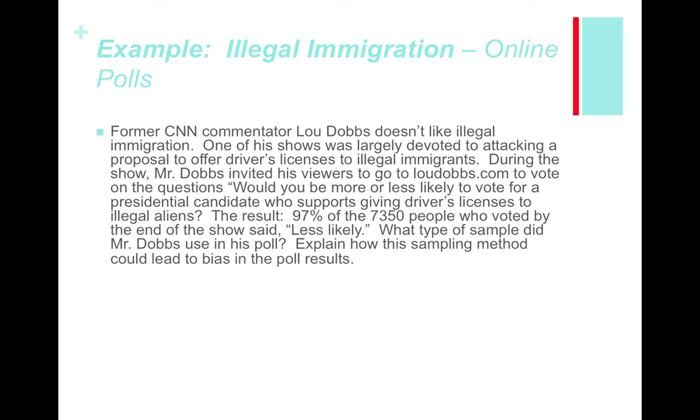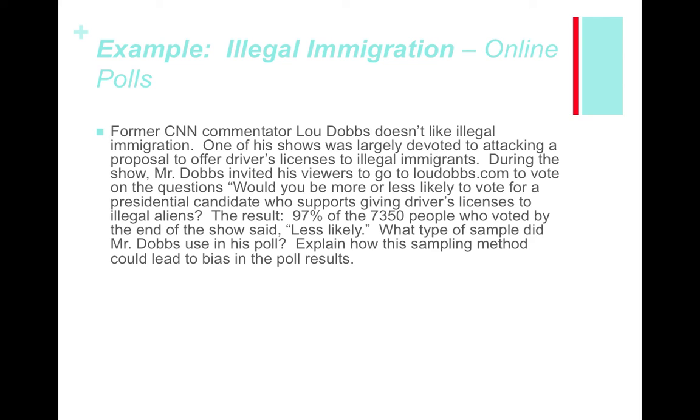Okay, so former CNN commentator Lou Dobbs doesn't like illegal immigration. One of his shows was largely devoted to attacking a proposal to offer driver's licenses to illegal immigrants. During the show, Mr. Dobbs invited his viewers to go to loudobbs.com to vote on the question: Would you be more or less likely to vote for a presidential candidate who supports giving driver's licenses to illegal aliens? The result: 97% of 7,350 people who voted by the end of the show said less likely.